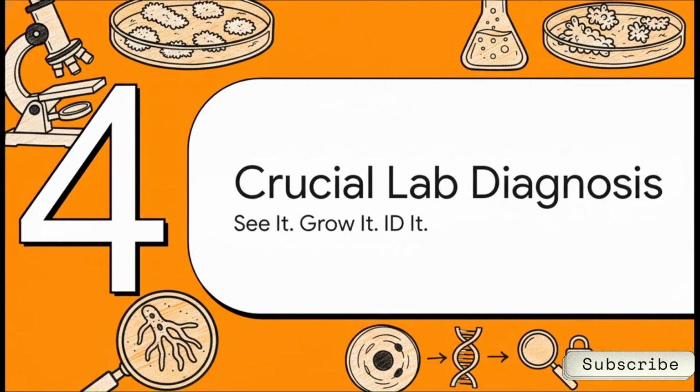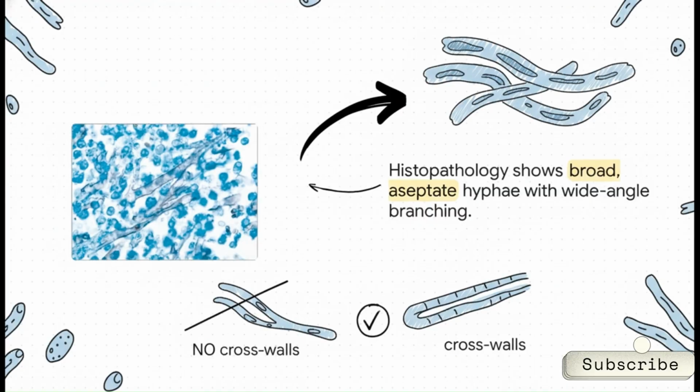This part is absolute gold for your exams, so listen up. I want you to think about it in 3 simple steps. You see it in the tissue, you grow it on a plate, and then you give it a name. See it, grow it, name it. Step 1 is looking at the biopsy directly under the microscope. And this image? This is the money shot.